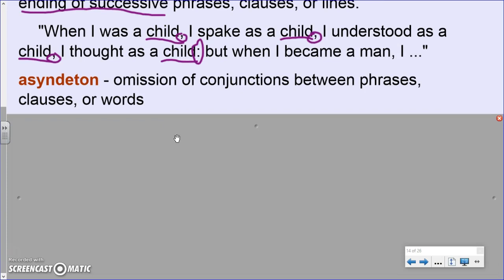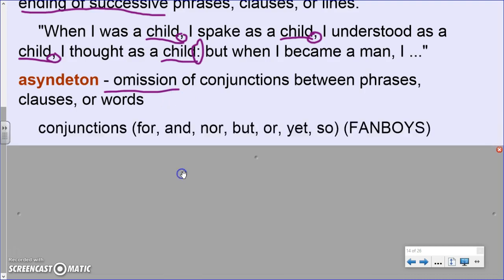Okay, the next type we have is an asyndeton. An asyndeton is the omission of conjunctions between phrases, clauses, or words. Omission means that it's left out. So this sounds like it's grammatically incorrect, because you're so used to having the word "and" there when we're looking at phrases and clauses within sentences.